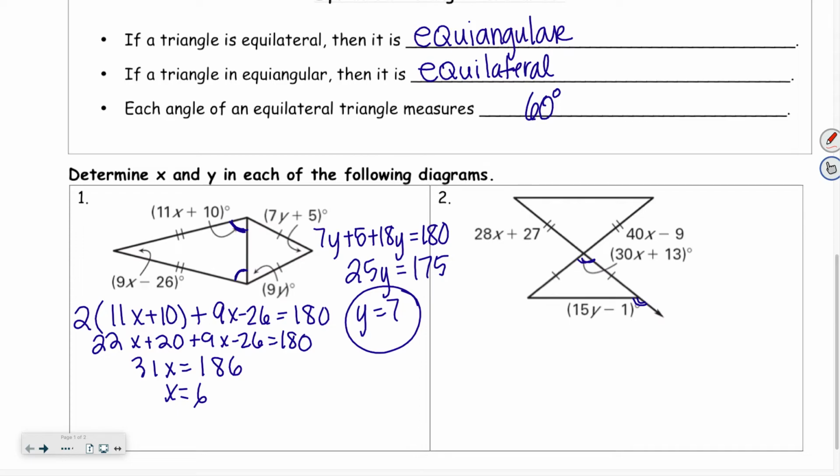Is anyone else getting decimals or algebra? I got a decimal. The number on the right. This 15y minus 1 is confusing me. I don't know what it's talking about. 15y minus 1 is the outside angle. It's the one that's outside the triangle.